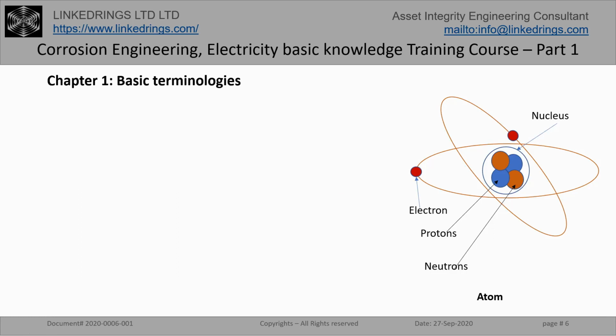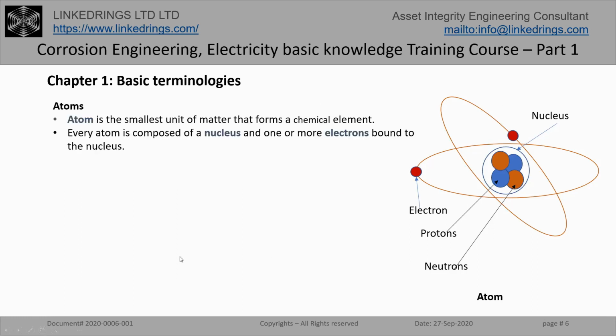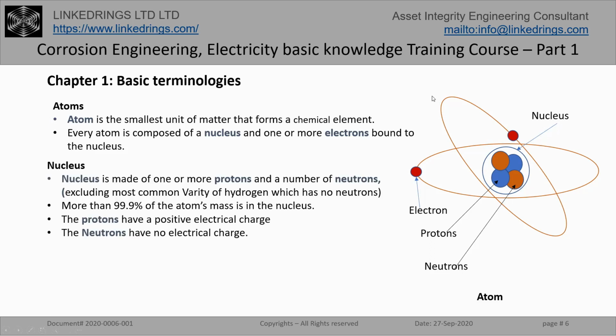So what is an atom? An atom is the smallest unit of matter that forms a chemical element. Every atom is composed of a nucleus at the center of the atom and one or more electrons. The electrons are bonded to the nucleus. The nucleus is made of one or more protons and one or more neutrons, excluding the most common variety of hydrogen, which has no neutrons.